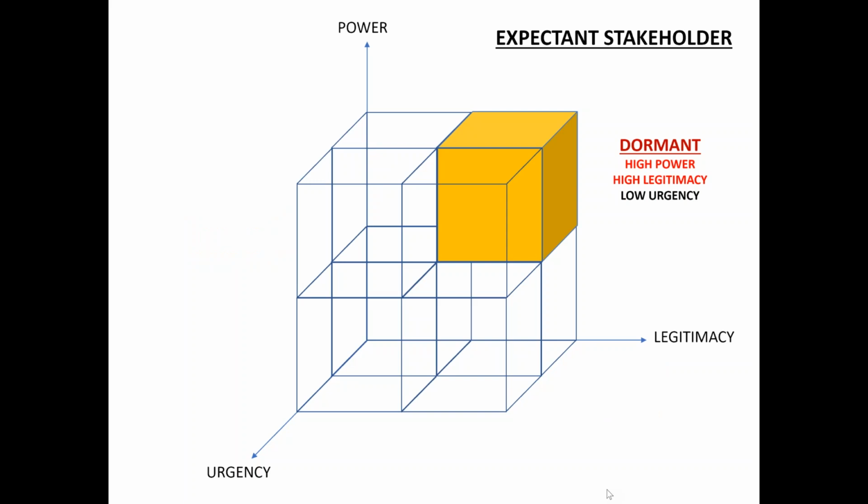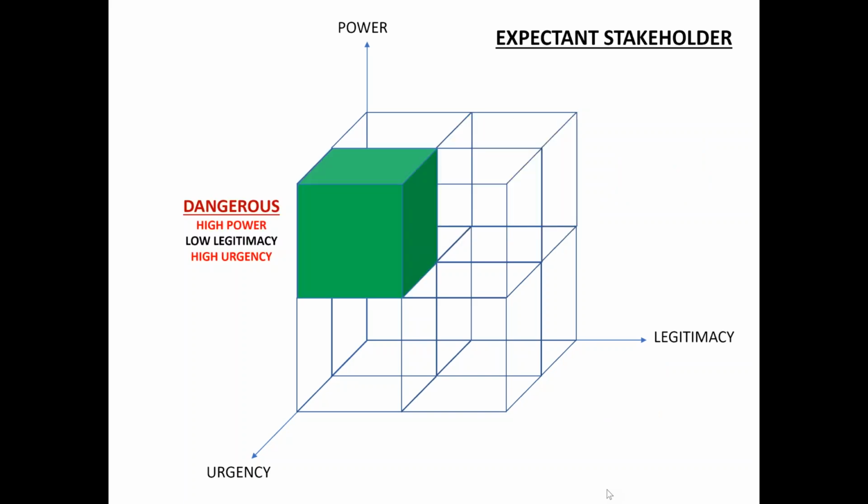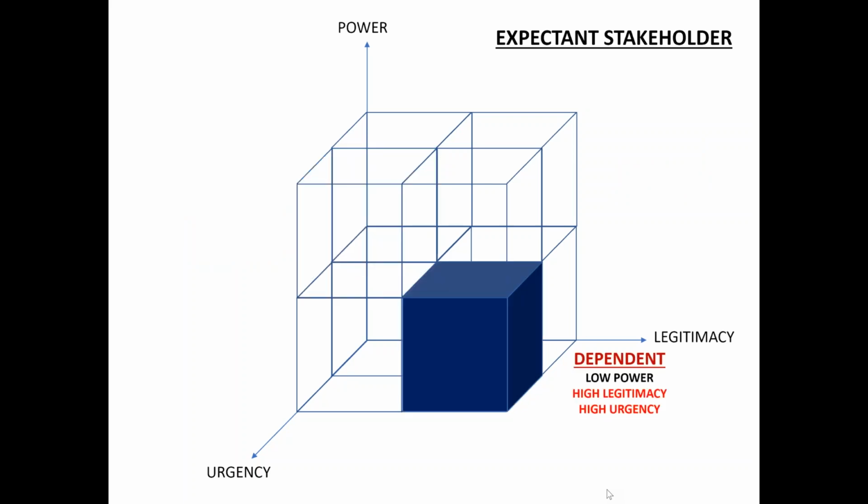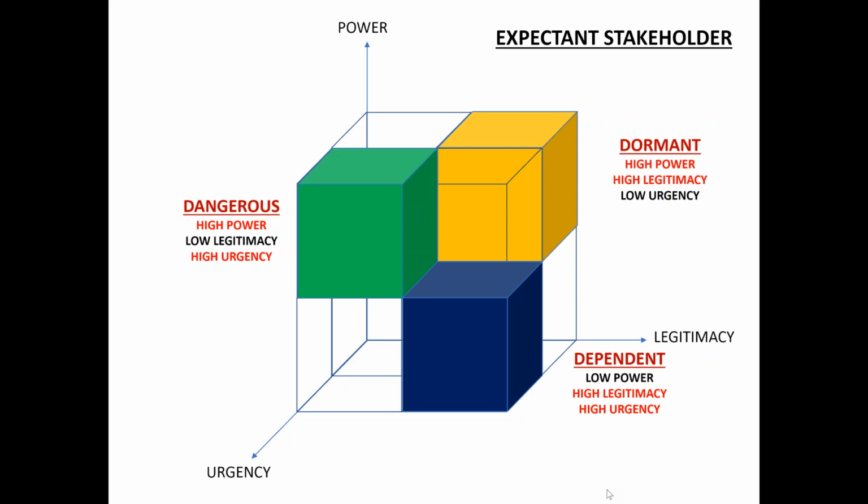Looking at them one by one, yellow is the dormant, as I explained, high power and high legitimacy. Then green cube is dangerous, this is high power and high urgency. And blue cube is the dependent stakeholder with high legitimacy and high urgency. And if I put them all together, these are the four cubes which are high on any one of these items. So the high points all are covered by these four cubes.